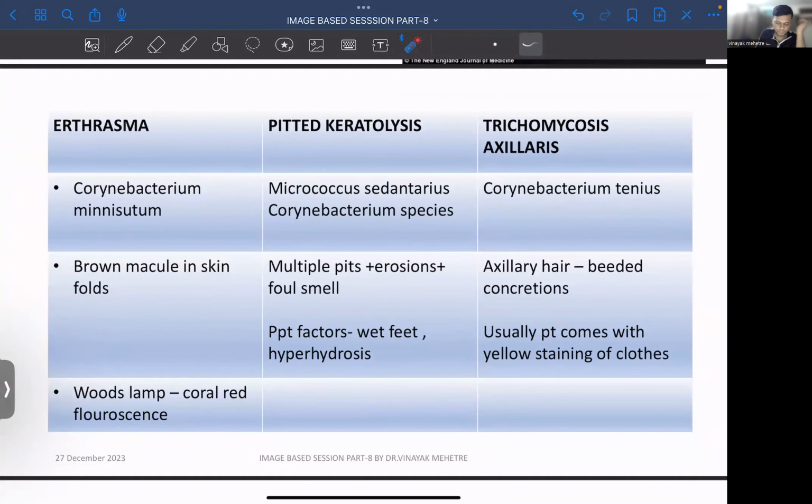Okay, read this. Okay. Now, whenever you are going to get a question of trichomycosis axillaris, remember the hint is this one. Yellow staining of cloth. Yellow staining of cloth. Answer is trichomycosis. Done. This can come even without image. Okay, even without image.